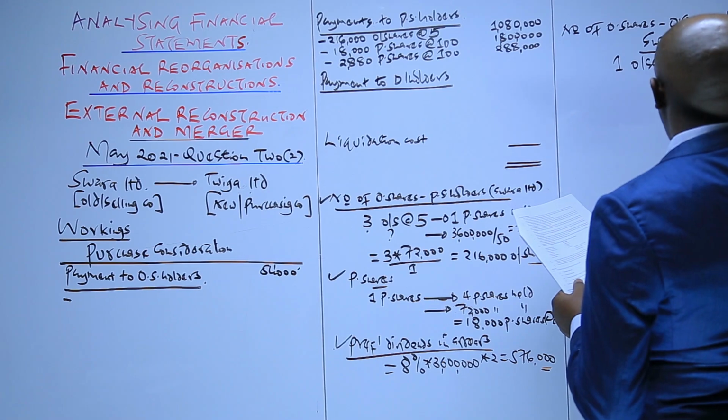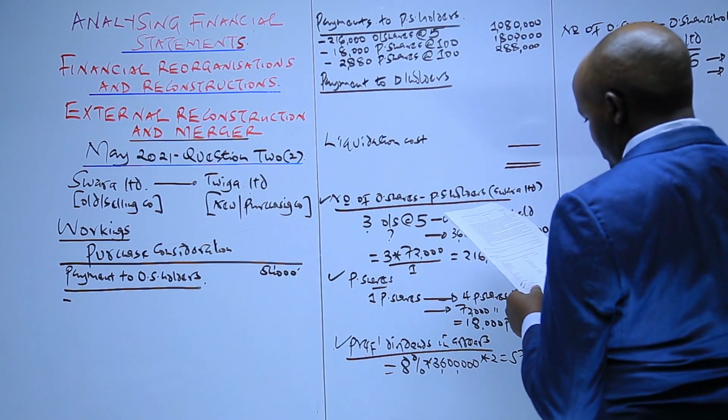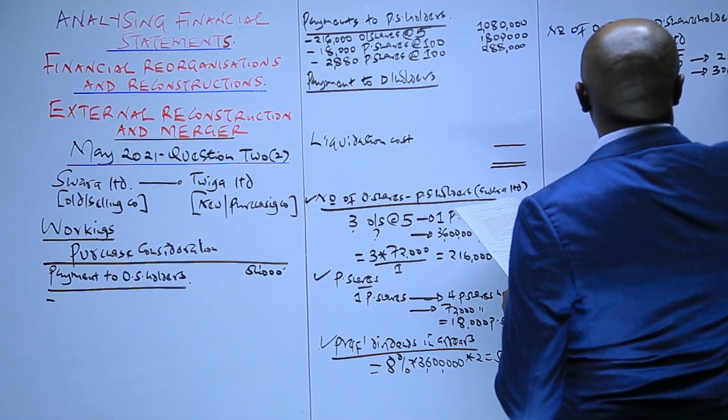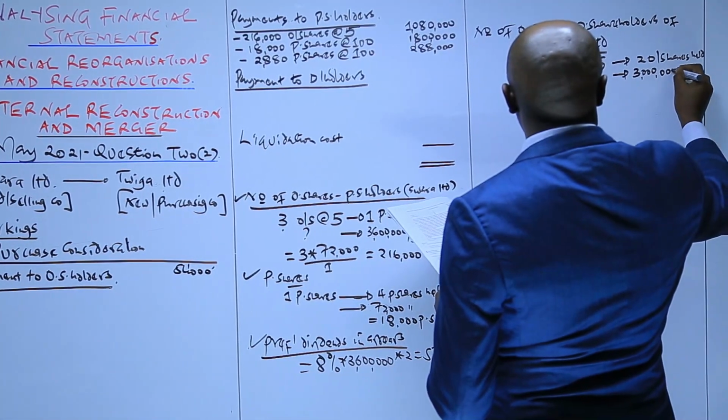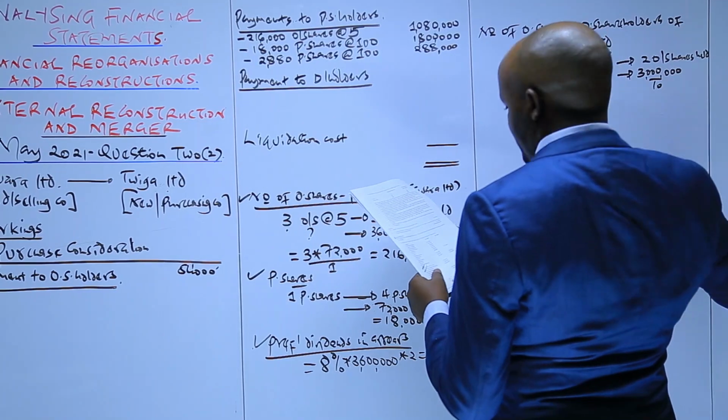So let's determine how many ordinary shares had been issued by Swara Limited. So we take the ordinary share capital of Swara Limited from the statement of financial position, 3 million, divide that with 10.